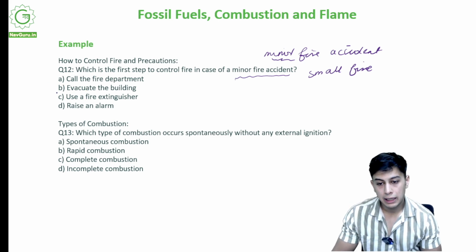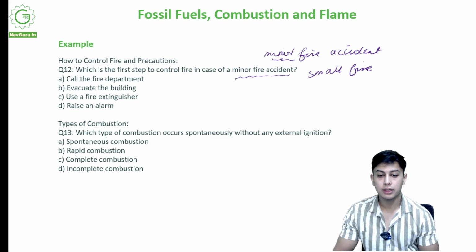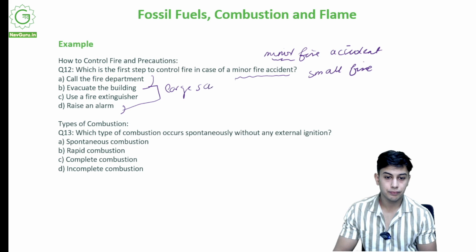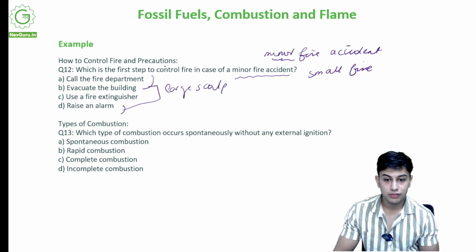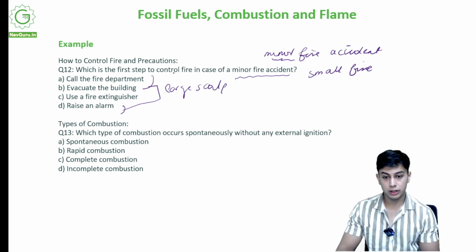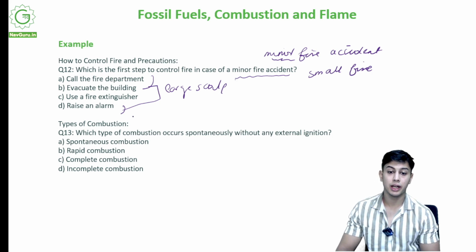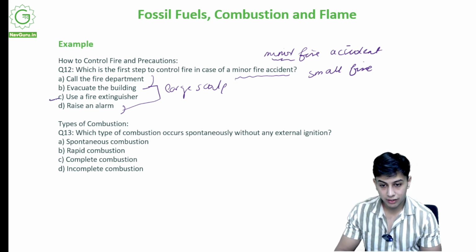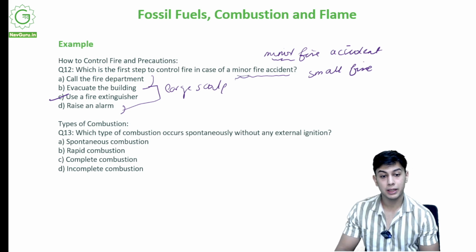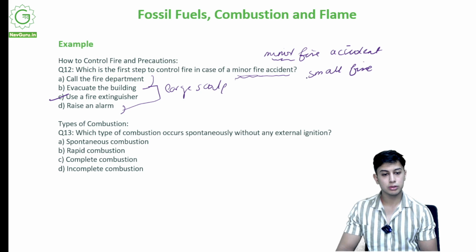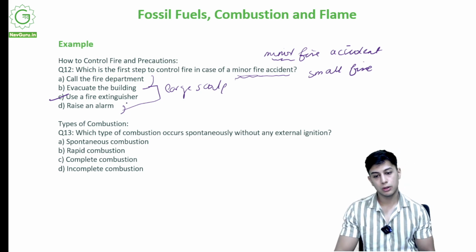So A, B and D, these options are done when there is a large scale fire. Maybe a building is on fire, I call the fire department, I evacuate that building, I raise an alarm so that everyone could be safe. But I use a fire extinguisher when there is a minor fire accident. If in my kitchen I get some fire, I will use an extinguisher to cut it off. I will not call the fire department altogether for it.